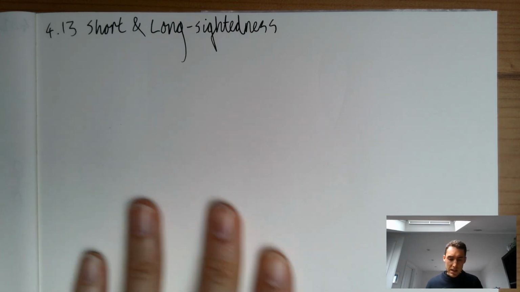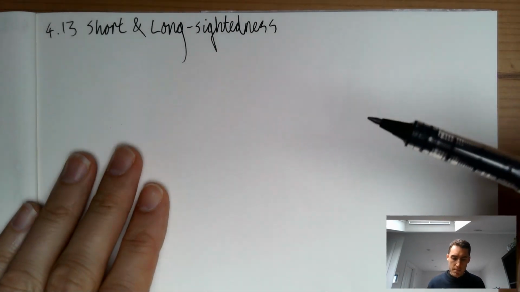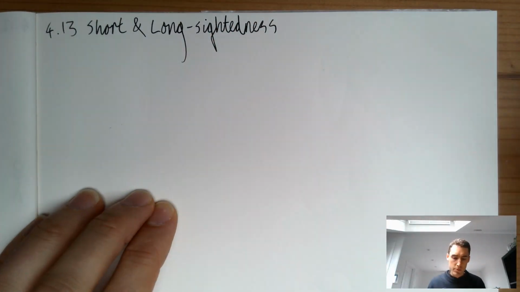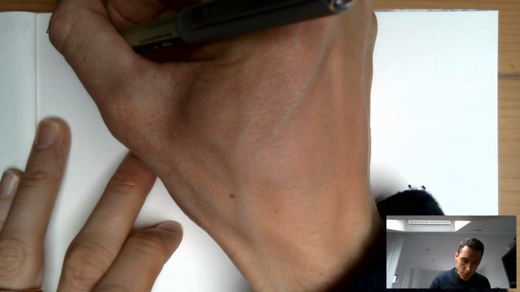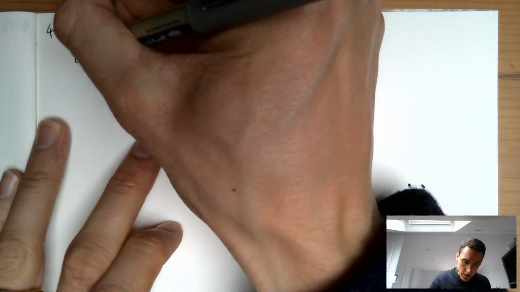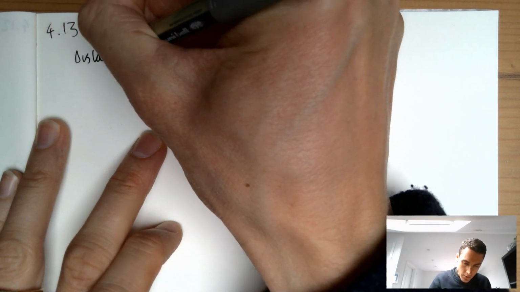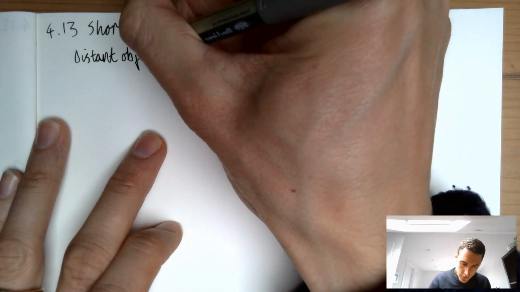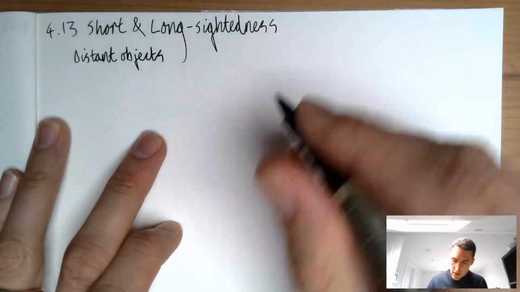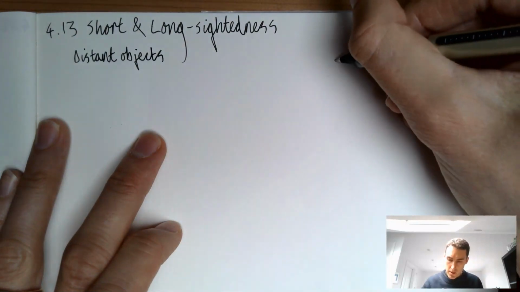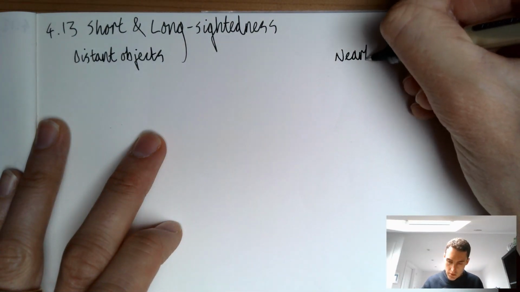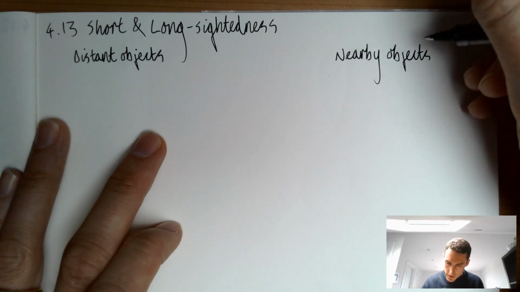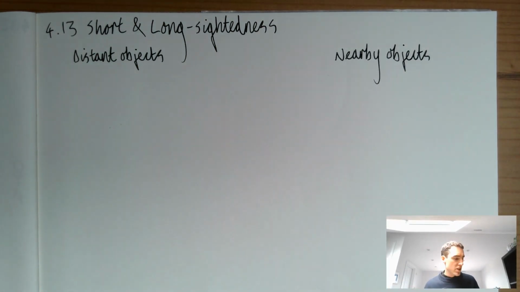The way I might lay this out to students would be to have distant and nearby objects side by side. So let's start with distant objects, because that's a bit like what we did in the lesson on converging lenses. Over on this side we can put nearby objects. So let's start with the normal case.